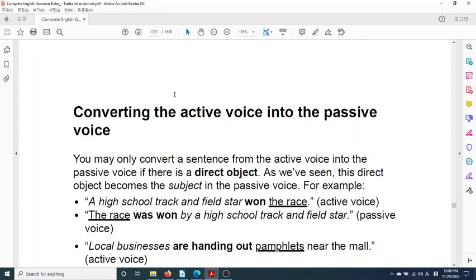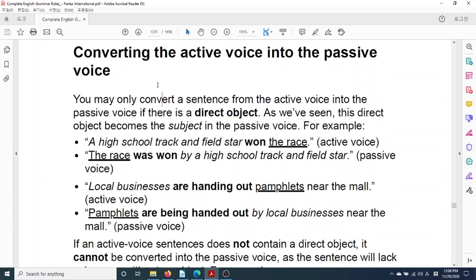So, how do you change the active voice into the passive voice? You may only convert a sentence from the active voice into the passive voice if there is a direct object, right? The thing that is being used. So remember the example from above. If there is no direct object, she sings well, for instance, you can't make that passive voice.